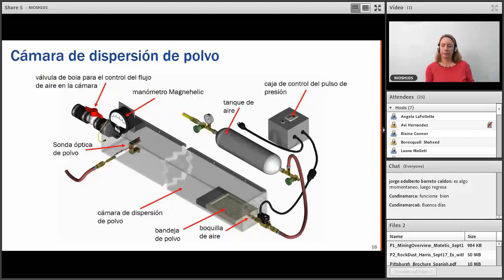This way we can compare rock dust against our reference rock dust to see how they disperse. Our reference rock dust has been used extensively in large-scale testing at the former Lake Lynn experimental mine.